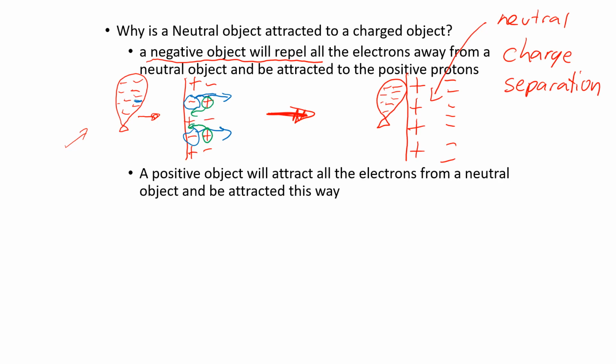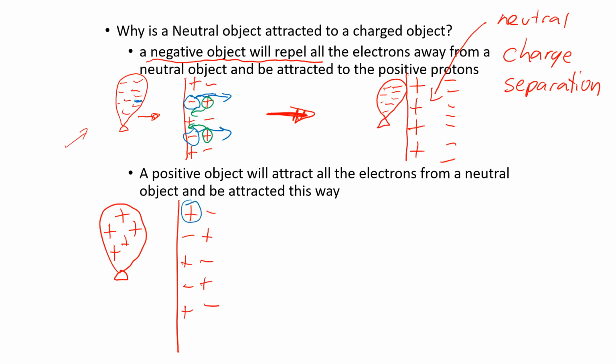The same thing happens if we took a balloon and charged it with something else so it is now positively charged, and we have a wall that is neutrally charged. Same thing: the positives repel, because like charges repel. So these are going to be pushed away, and all of the negative charges are going to be attracted, so they're going to move towards it.